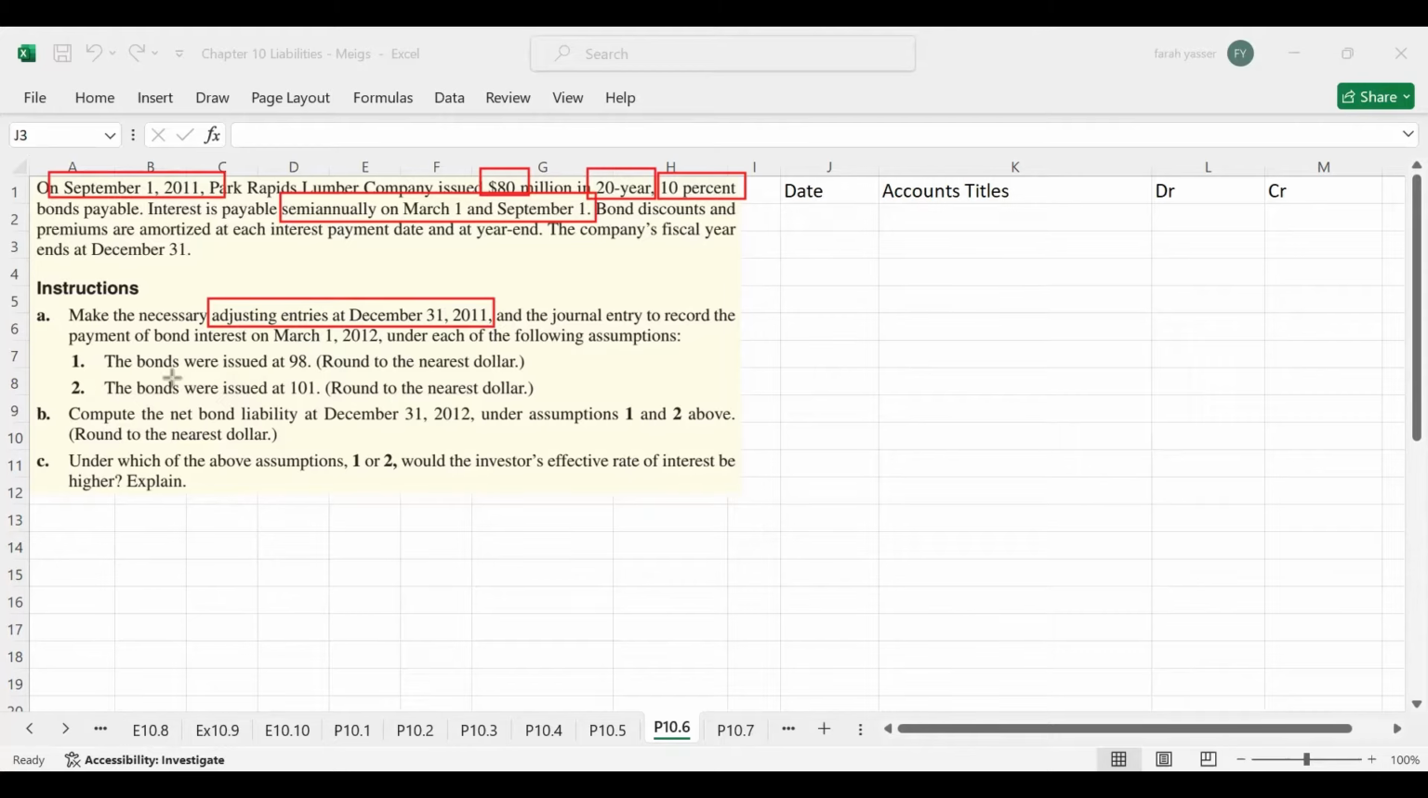Then a journal entry to record the payment of bond interest on March 1st, 2012. And there are two different assumptions. First, the bonds are issued at 98, meaning $100 bonds are issued at 98, or at a 2% discount. In the second case, the bonds are issued at 101, meaning $100 bonds are issued at 101, or at a 1% premium. So two entries are required in each situation.